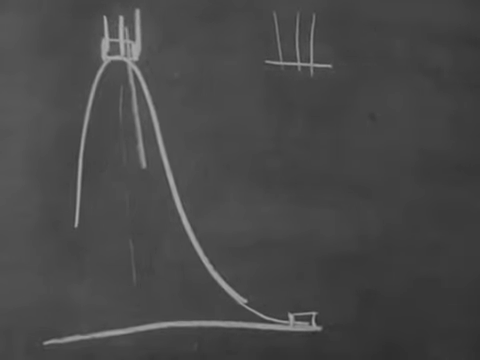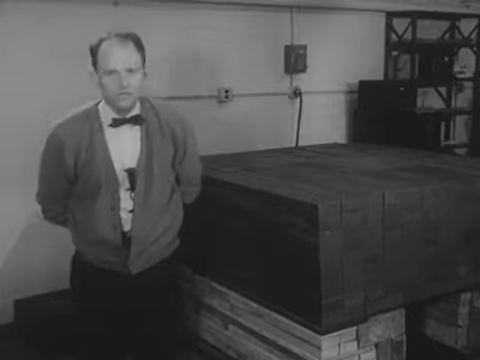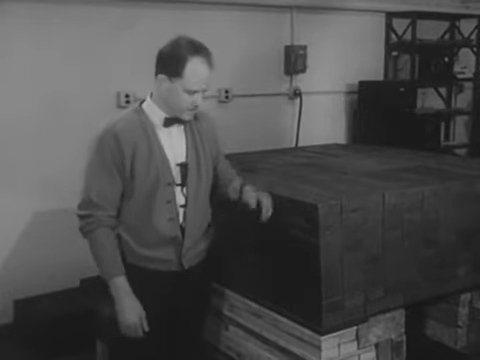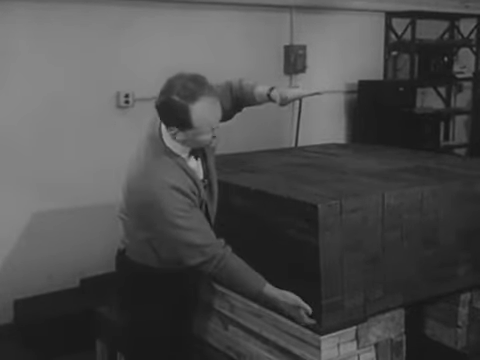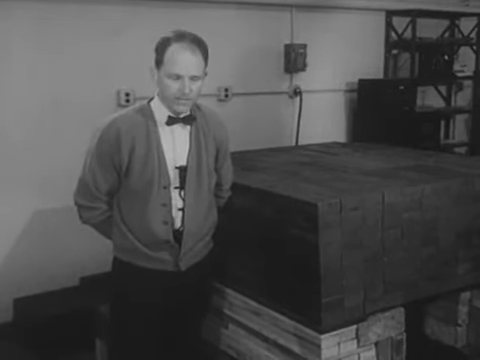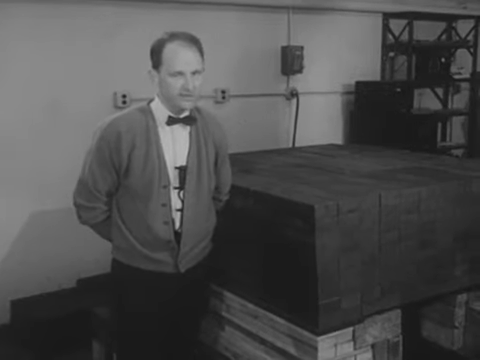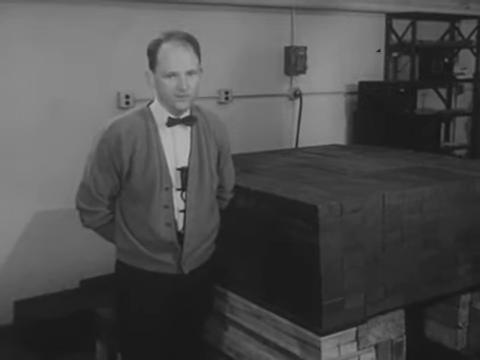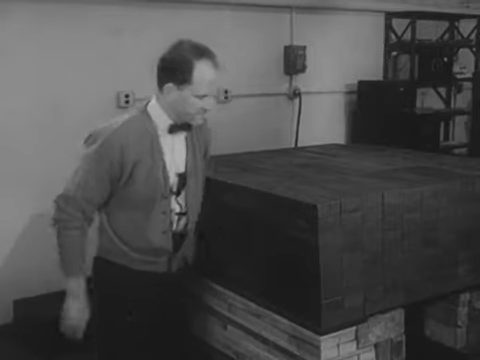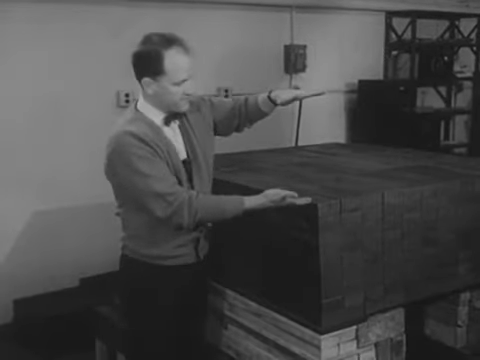Now there's one thing different about our equipment down here. On top of Mount Washington, we used a layer of iron about 2.5 feet thick to select our mesons. But between here and 6,000 feet, there's a layer of air equivalent in slowing down power to 1 foot of iron. So to compensate, we've removed 1 foot of iron from our stack.